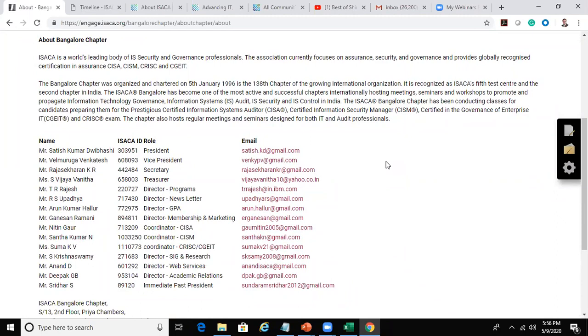There'll be the board formation, and every year the board gets formed. I'm sure you can also, it's a pure voluntary organization. So let me spend a quick time about how this whole ISACA works. So we are from the Bangalore chapter. You can all see my screen.